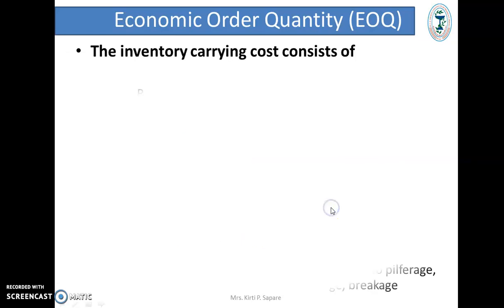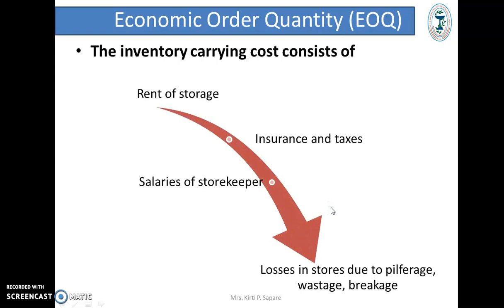Second cost, that is inventory carrying cost. It consists of items like rent of storage, cost of insurance and taxes, salaries of storekeeper, and losses in a store due to pilferage, that is theft, wastage or breakage, etc.